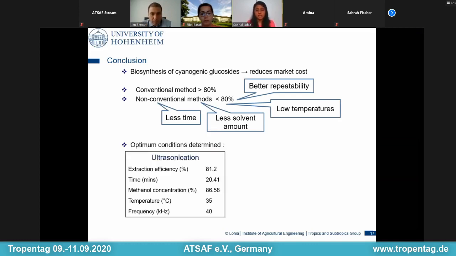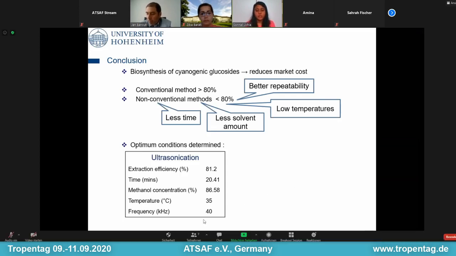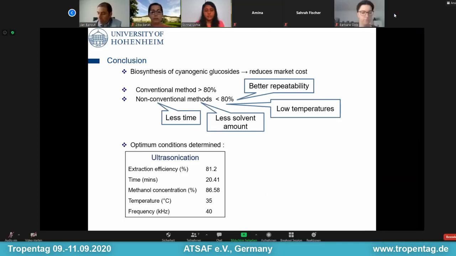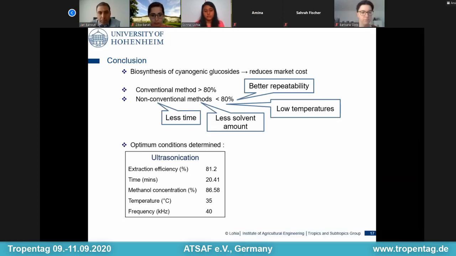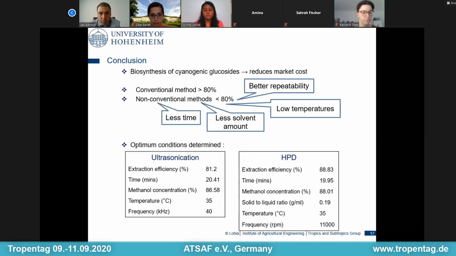The optimum conditions determined for ultrasonication were where 81.2% extraction efficiency could be obtained at 20.41 minutes, 86% methanol at 35 degrees Celsius and a 40 kilohertz frequency. The similar optimum conditions for HPD were where 88% extraction efficiency was obtained at 19 minutes, 88% methanol concentration, 0.19 grams per ml solid to liquid ratio, 35 degrees Celsius at 11,000 RPM.